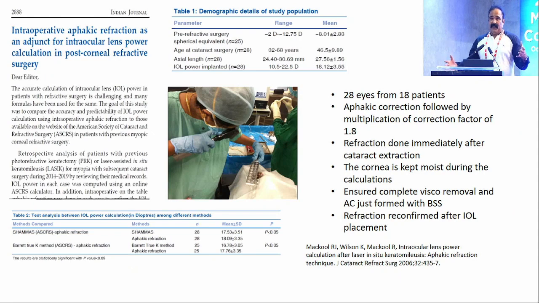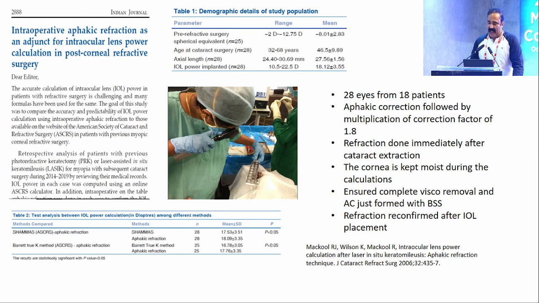I prefer monofocals in these cases, but if the patient is really insistent on multifocals, then you have to be even more certain that the power calculation is okay. So this aphakic refraction is a great way to confirm the IOL power. The refraction is done immediately after cataract surgery. The cornea has to be wet. Visco has to be totally removed. The AC is formed with BSS, but not so tight that the cornea bulges up. And do the refraction. The aphakic correction is multiplied by a factor of 1.8.